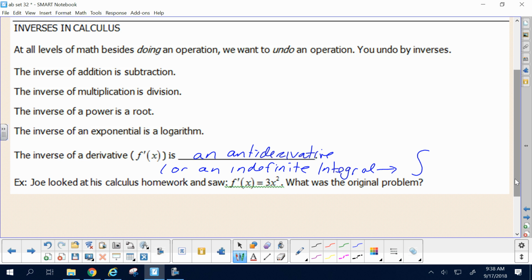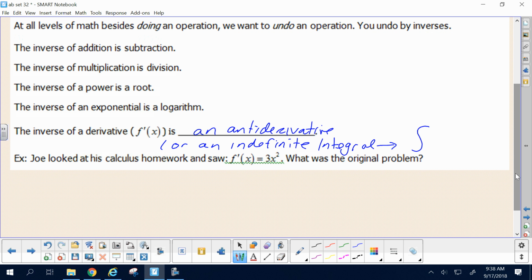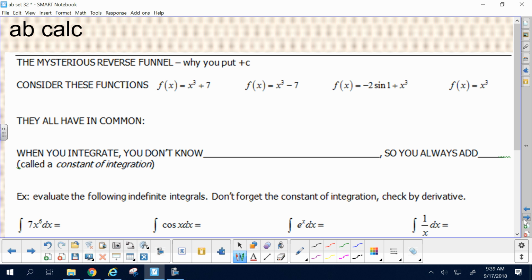Joe looked at his calculus homework and saw the derivative was 3x squared. So he doesn't have the book out in front of him. He just saw that the derivative was 3x squared. What was the original problem? Yeah, the original function f of x must have been x cubed. Probably. Maybe. All right, now, I say probably maybe because what about all this stuff?